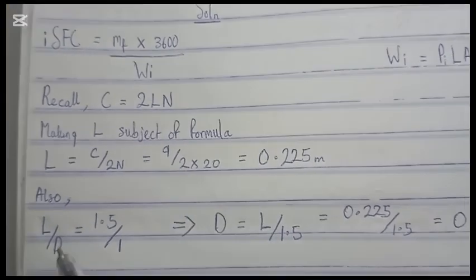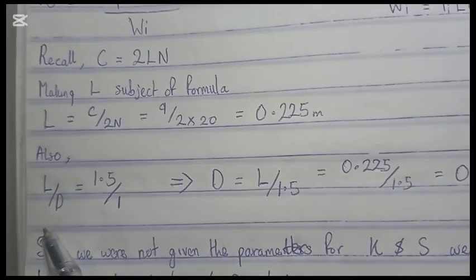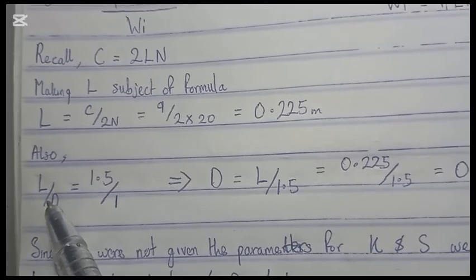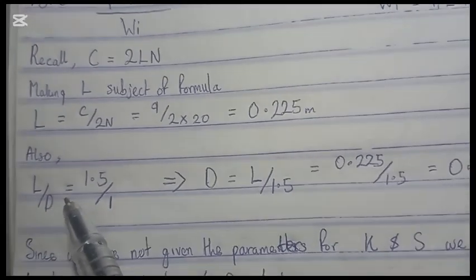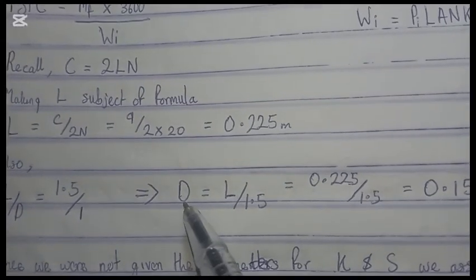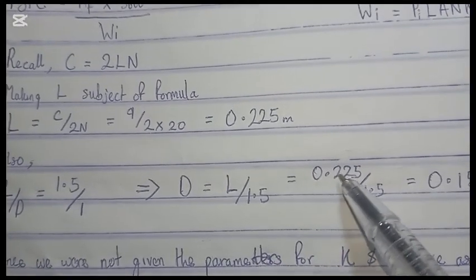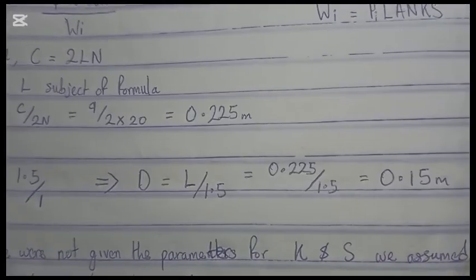Also, in our question, we're given that our stroke to bore ratio is equal to 1.5. We already have our L, so let's make D subject of the formula. D is equal to L over 1.5, that is 0.225 over 1.5, equals 0.15 meters.